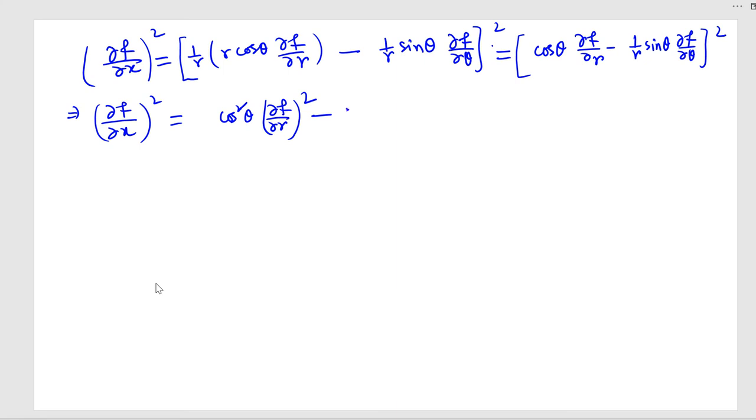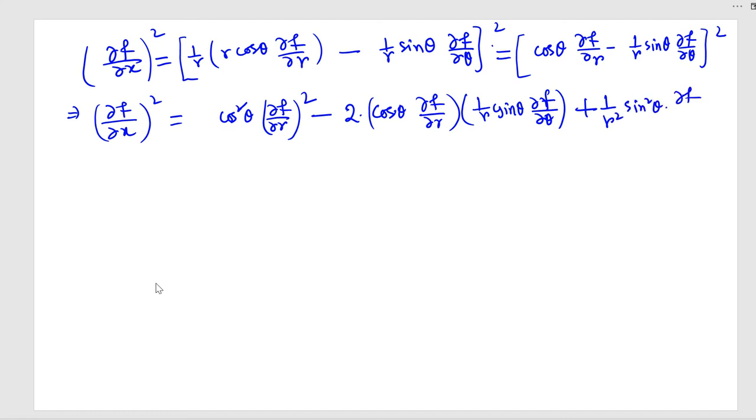So minus 2 times cosine theta of del f del r, then 1 by r sine theta del f del theta, plus 1 by r square sine square theta del f del theta whole square. So you can call it equation number 1. This will be used with equation number 2 because we will have a similar equation. So for this case, we will try to calculate the other equation.